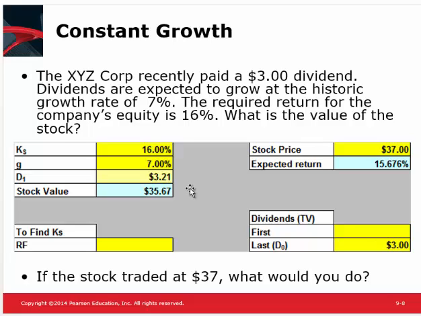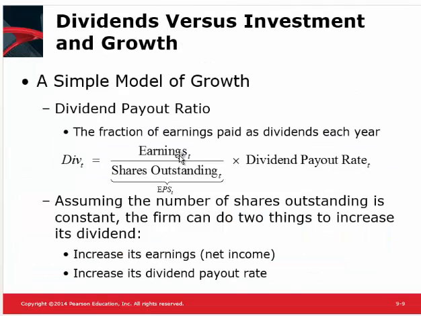It's 21 cents. If this stock trades at $37, would you pay $37 to get $35? The answer is no. If you did buy this, you would expect to earn roughly 15.67%, and of course you wanted 16%. So again, this XYZ Corporation is a company that you would not be interested in buying this stock.